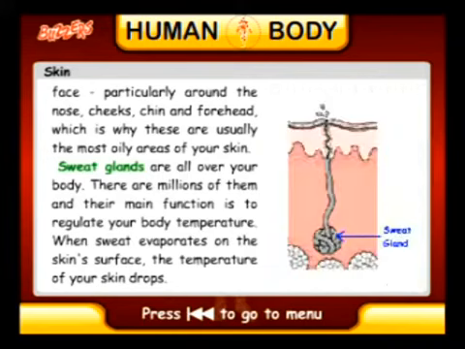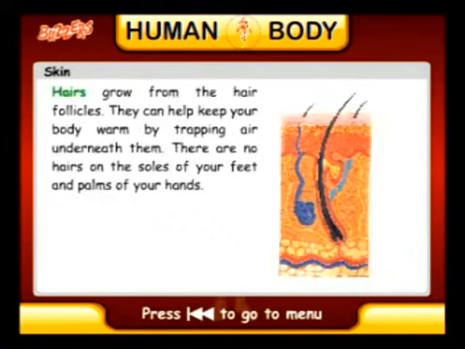Sweat glands are all over your body. There are millions of them, and their main function is to regulate your body temperature. When sweat evaporates on the skin's surface, the temperature of your skin drops. Hairs grow from the hair follicles. They can help keep your body warm by trapping air underneath them. There are no hairs on the soles of your feet and palms of your hands.